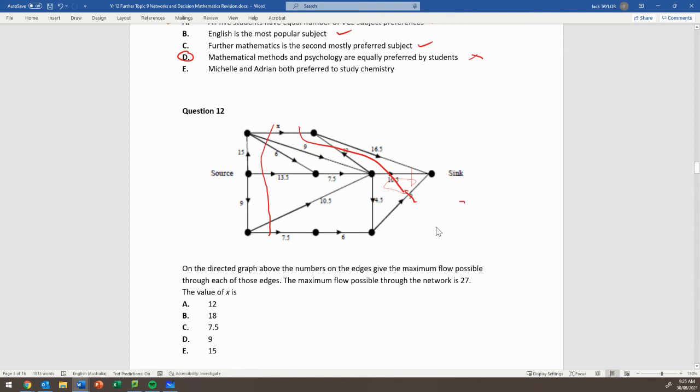So this one is actually 9 plus 10.5 plus whatever the value of X is, equaling 27. So therefore, X is equal to 7.5. So it is a tricky one, because it can take a while to figure that out. But same rules when you're doing your max flow min cut stuff.